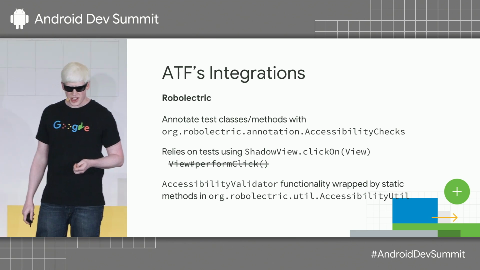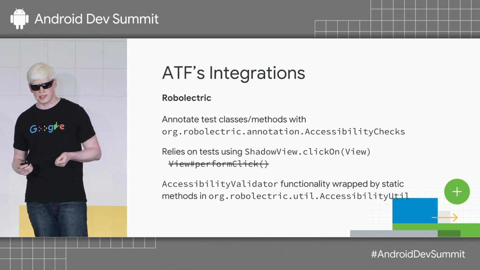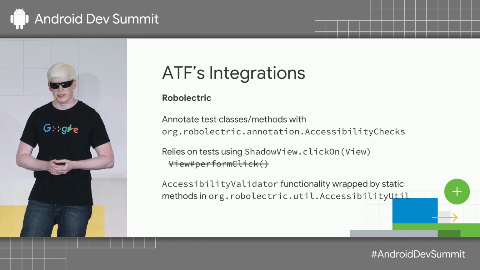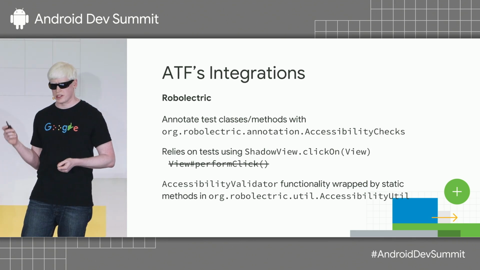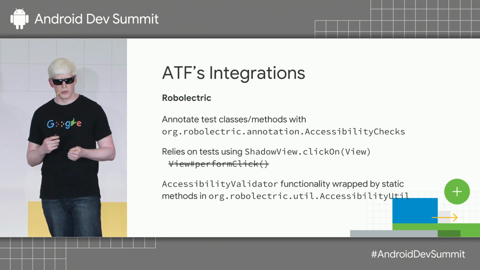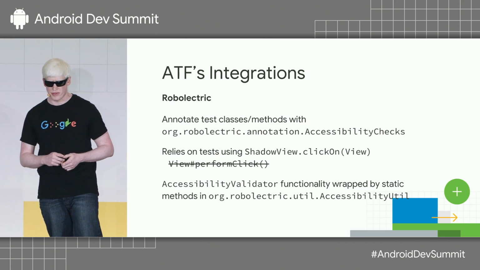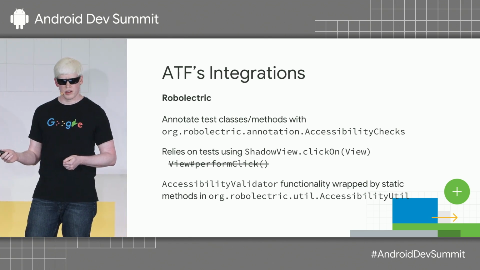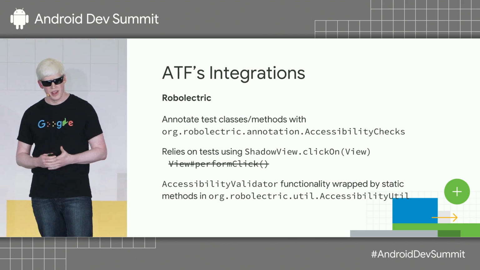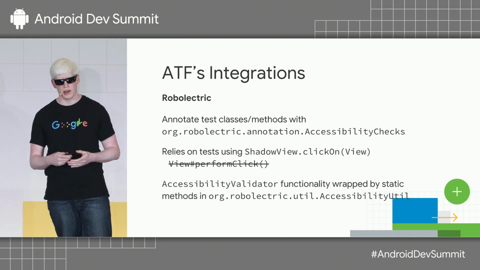Within Roboelectric, it's slightly different. So instead of calling accessibilitychecks.enable, accessibilitychecks is an annotation, and you'll annotate your test method or class that you'd like to enable accessibility checking within. And it relies on you using shadowview.clickonAll to actually interact with elements in your UI through your Roboelectric tests. So avoid the temptation to use view.performClick directly. The accessibility validator functionality is available in Roboelectric through a different class that mirrors the same API. You can just look for accessibility util and make static calls there to configure ATF's behavior.